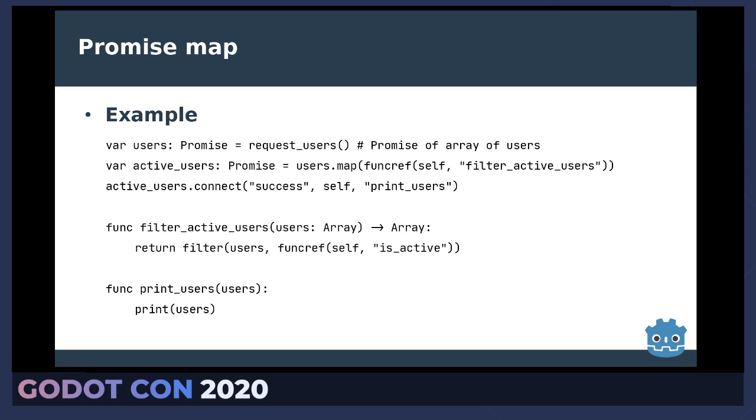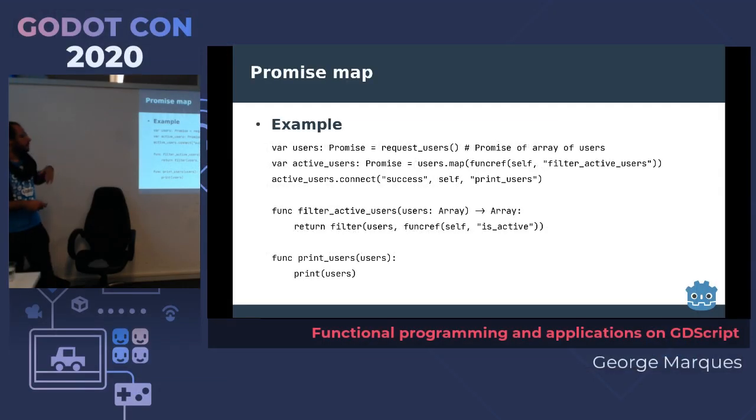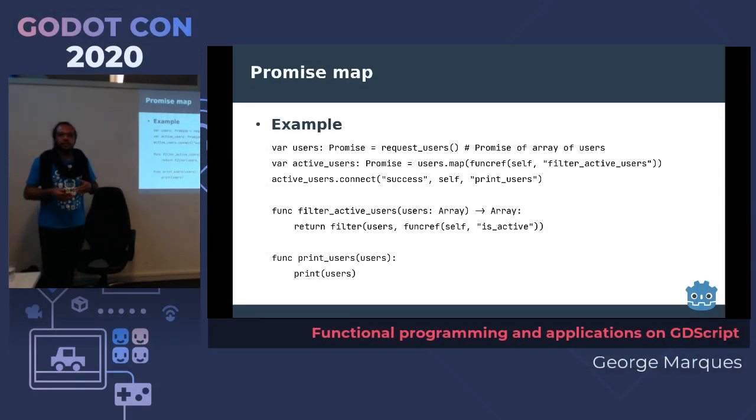And then you can just map this and connect the success signal with the print users. What's going to happen is that this print users function will be called only with the active users, because we're already filtering them. But you can see that you do this in a straightforward way. I mean, you don't need to wait for the promise to complete to call the function. You just map another function over it. So when this finally finishes, you don't need to do the steps when it finishes. You can already do it before. In practice, it will only happen later.